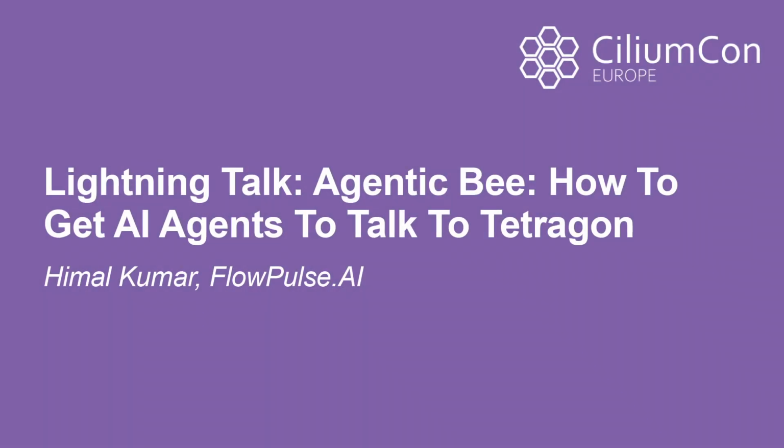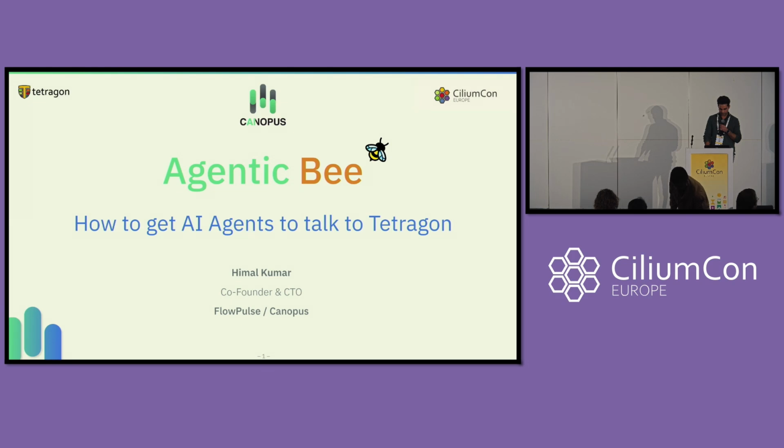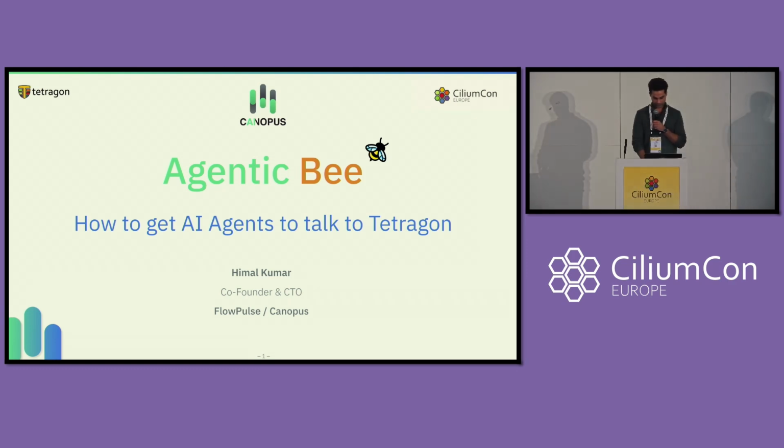Good morning and welcome. We're going to be talking about Agentic Tetragon: how to get AI agents to talk to Tetragon. My name is Himal. I'm the co-founder and CTO at Canopus, based in Sydney, Australia, the land of kangaroos, great beaches, and amazing coffee.